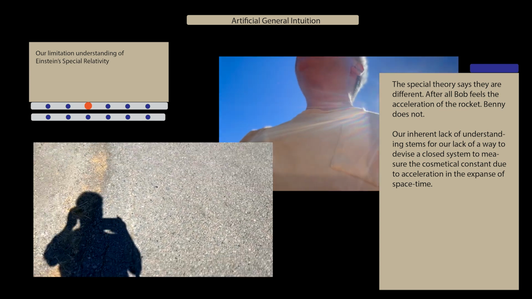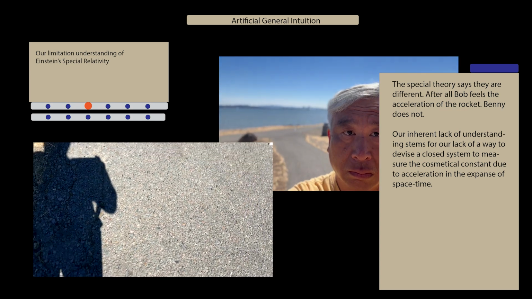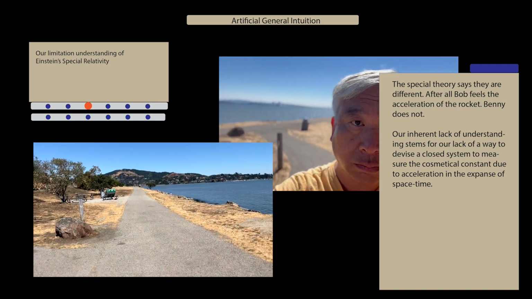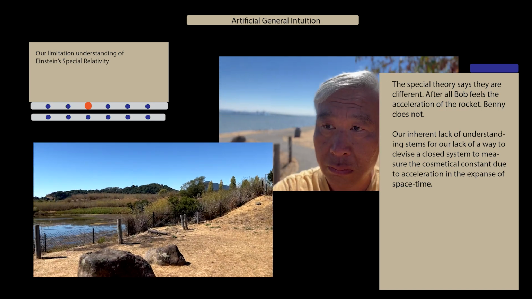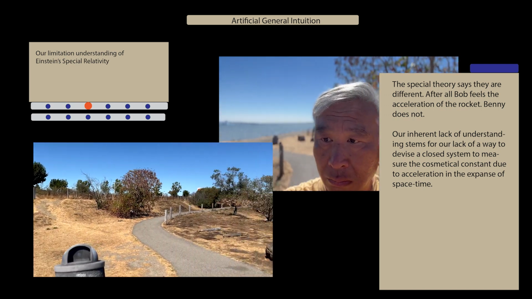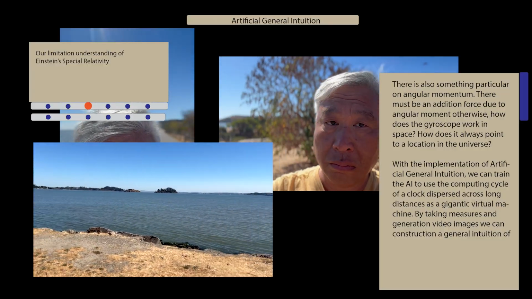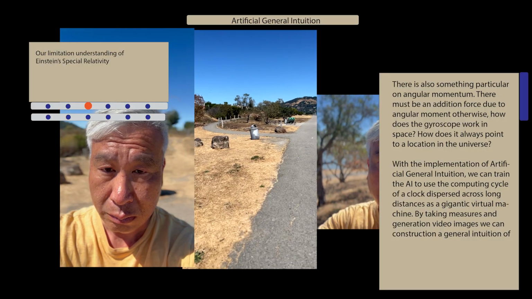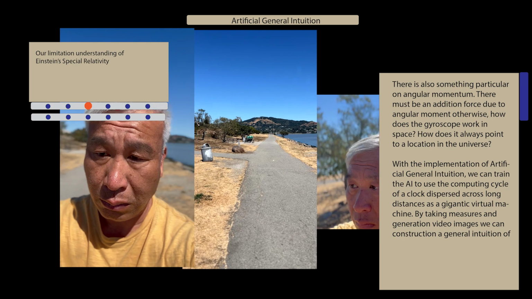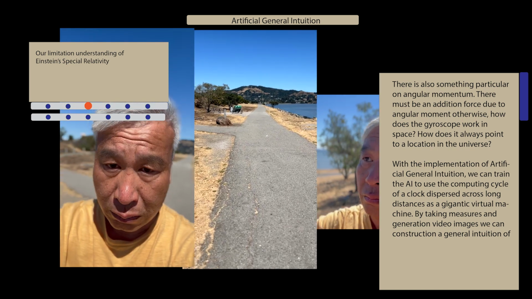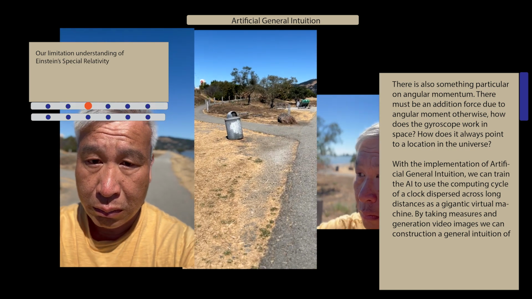The special theory says they are different. After all, Bob feels the acceleration of the rocket, Benny does not. Our inherent lack of understanding stems from our lack of a way to devise a closed system to measure the coordinate constant due to acceleration of the expanse of space-time.